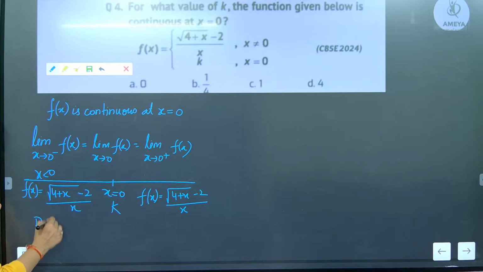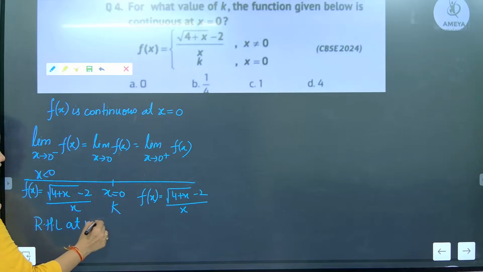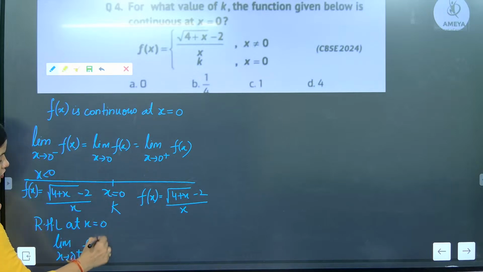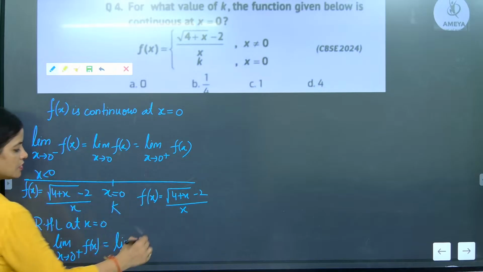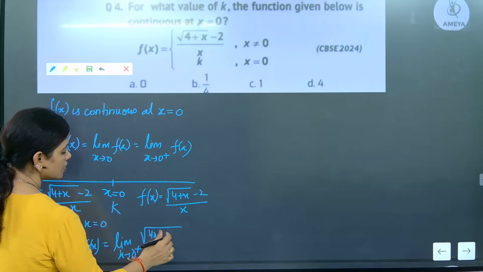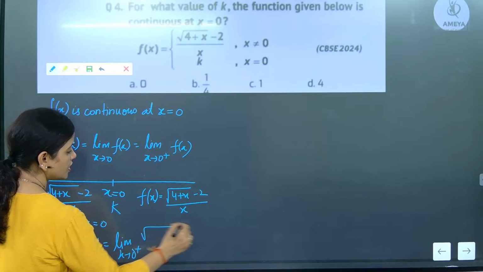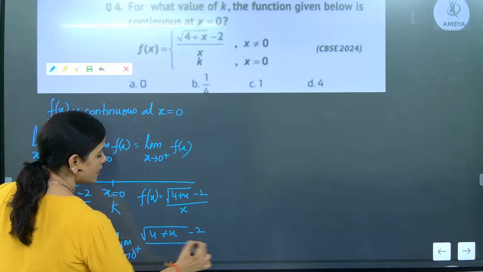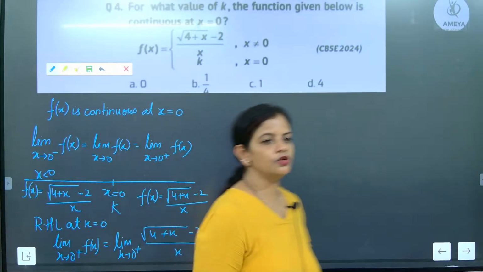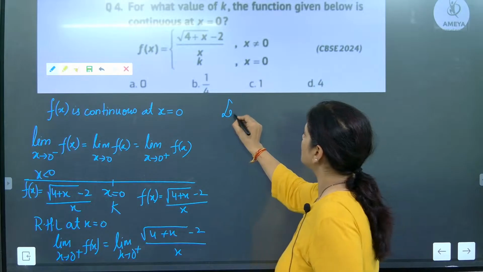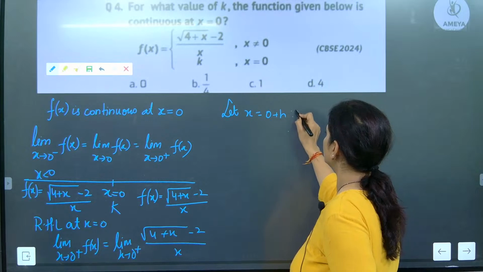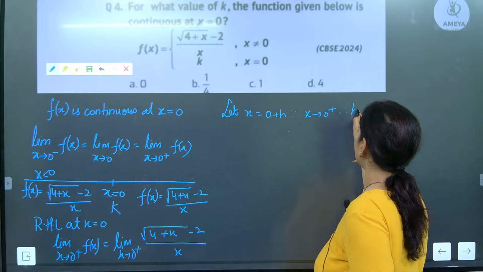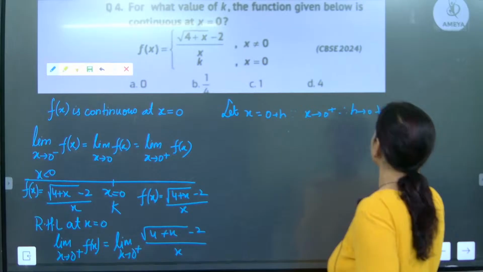Can I take RHL? RHL at x equal to 0. Limit x tends to 0 plus f of x is equal to limit x tends to 0 plus of what is f of x? Root under 4 plus x minus 2 by x. So now 0 plus h means only h will come. Let x is equal to 0 plus h. Since x tends to 0 plus, therefore h tends to 0 for all h greater than or equal to 0.